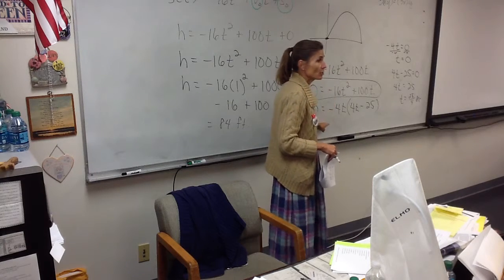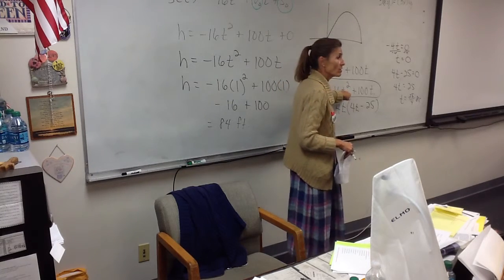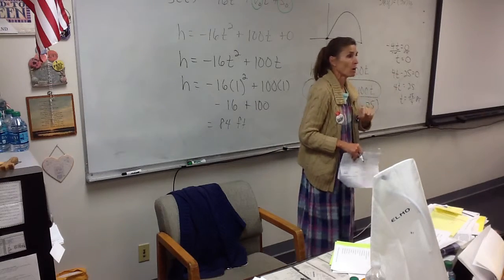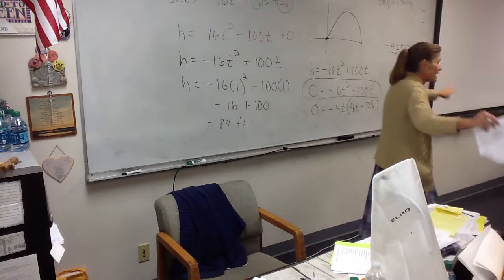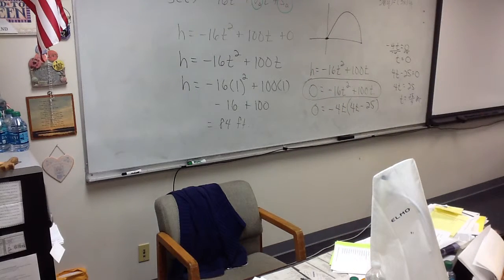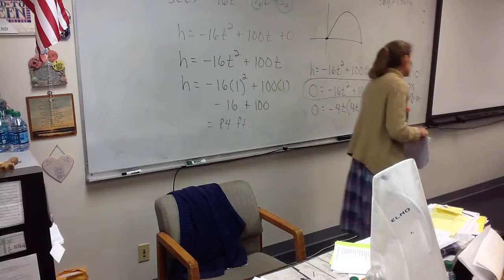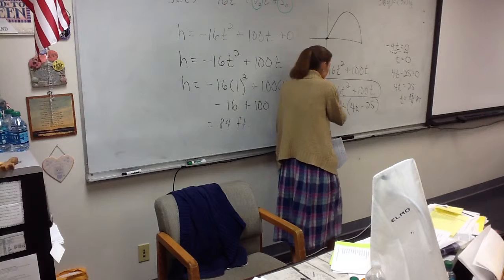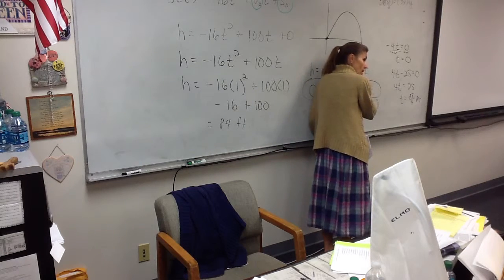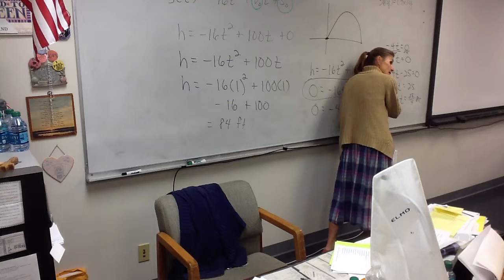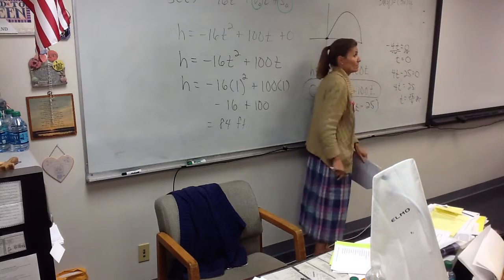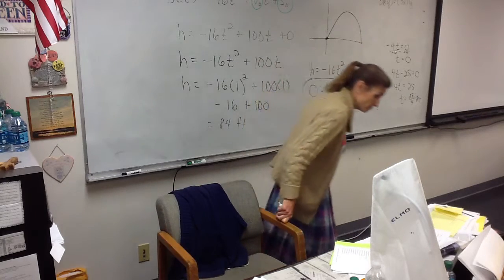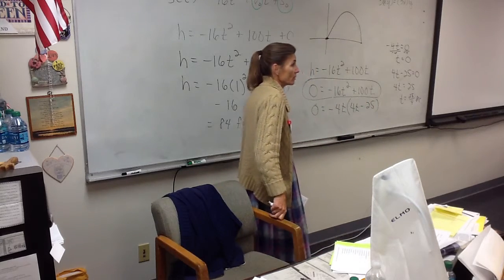But if that didn't occur to you, notice this is a quadratic equation. So what can you always do with a quadratic equation? If you can't think of anything else, what can you always do? Quadratic formula. Exactly. And if you were using the quadratic formula, A would be negative 16, B would be 100, and C would be 0. That's how your quadratic formula would work. Okay?